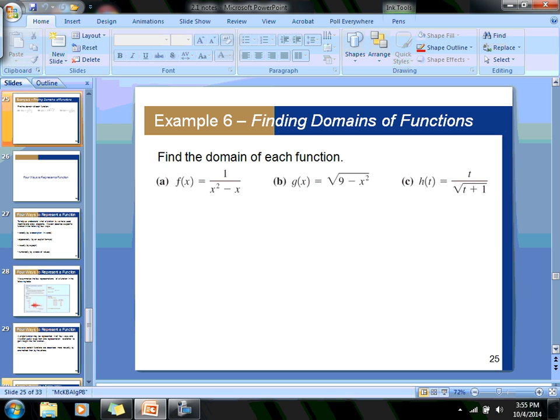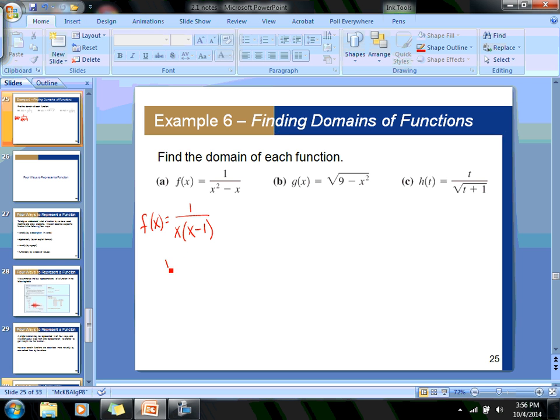So let's take a look at these three functions, and let's figure out the domain then, since it's not already stated. It says find the domain of each function. So for part A, we have f of x equals 1 over x squared minus x. Now what I want to do first is take a look at this denominator and factor it. So I'm going to rewrite this as 1 over x times x minus 1. I'm going to factor it by taking out a GCF. So that is just a different way to represent the function. And it'll help me find the values that cannot be substituted in for x.